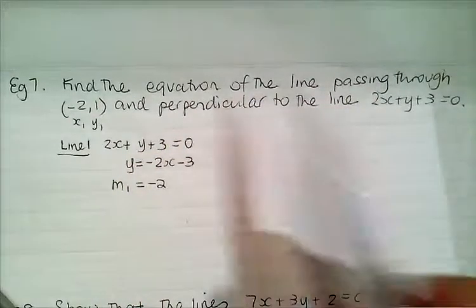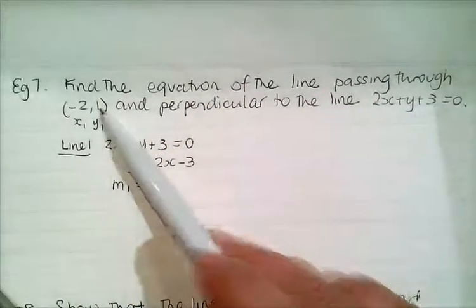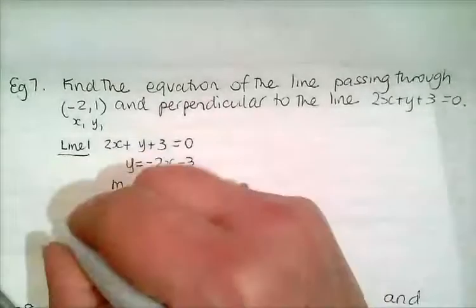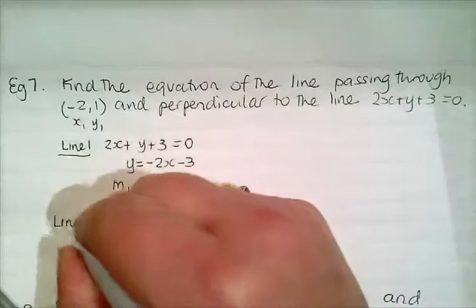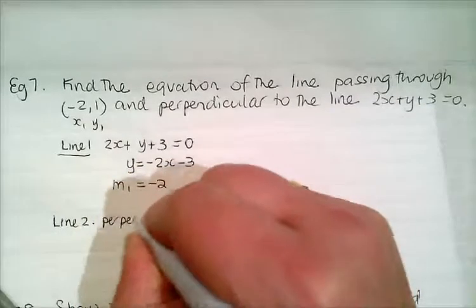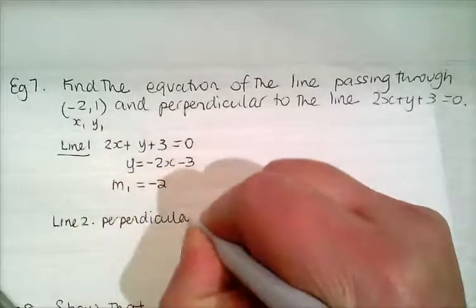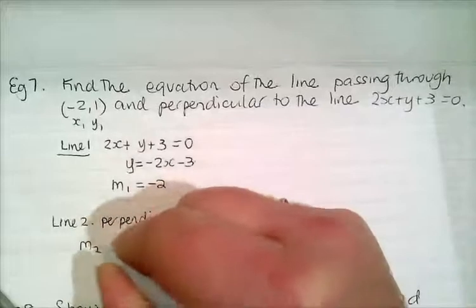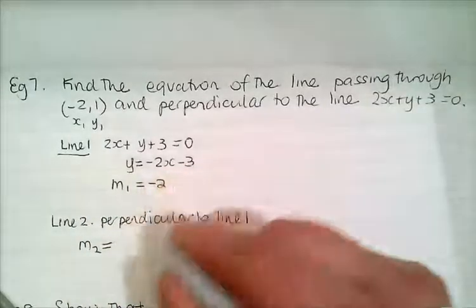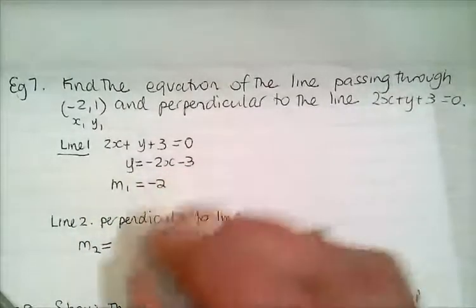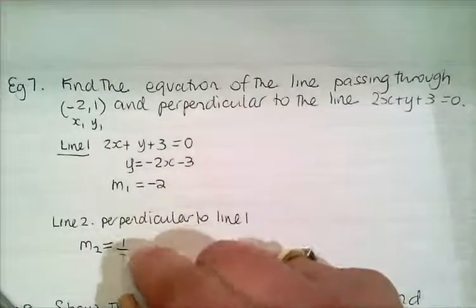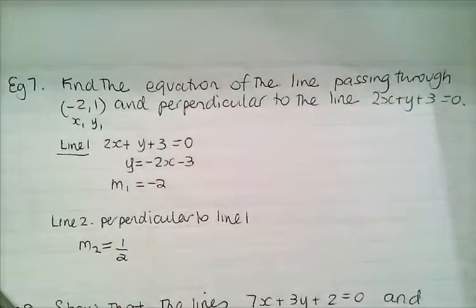Now, I want the equation of the line passing through this point, but perpendicular to this line. So this line has gradient -2. Line 2, which is the perpendicular line, perpendicular to line 1, has gradient m2, which is the negative reciprocal of that. So if this is negative, this one's positive. This is 2 over 1, so this will be a half. So my line that I want has a gradient of a half.